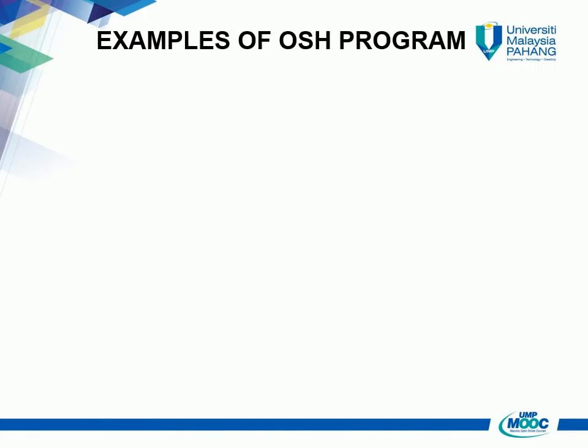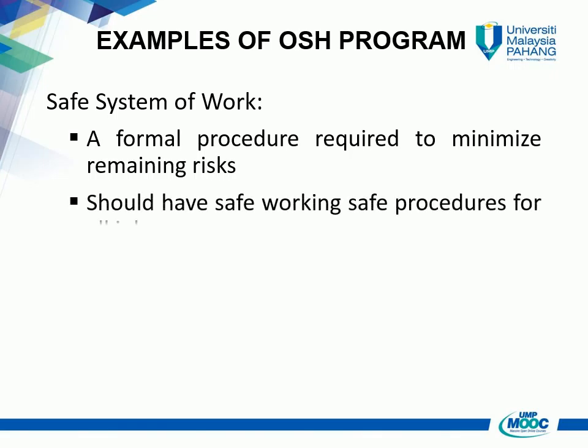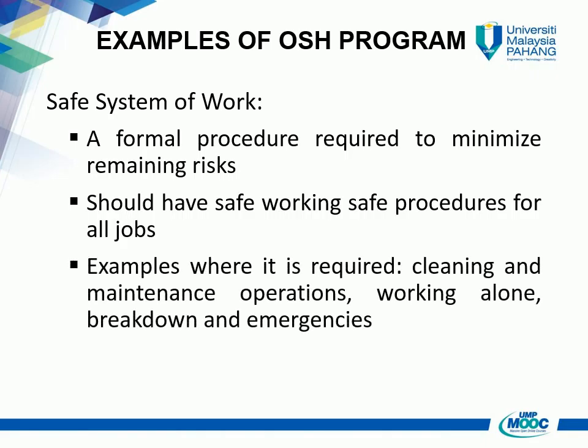Safe system of work is a formal procedure that is created and required to minimize remaining risk after appropriate control has been taken. Safe system of work should cover and be available for all jobs, especially for work with high risk exposure. Examples of work where it is required are cleaning and maintenance operations, working alone, and breakdown and emergencies.